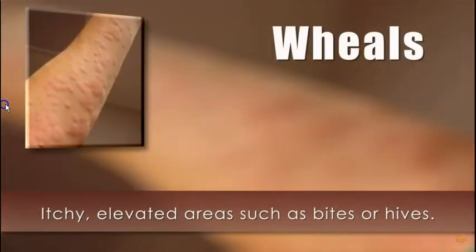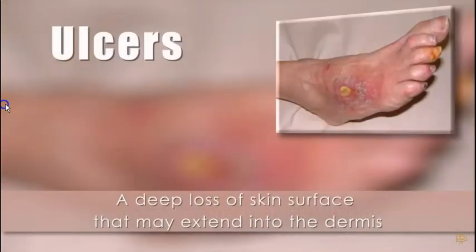Wheals are itchy, elevated areas. Examples of these are insect bites and hives. And ulcers are a deep loss of skin surface that may extend into the dermis and may cause periodic bleeding and the formation of scars.